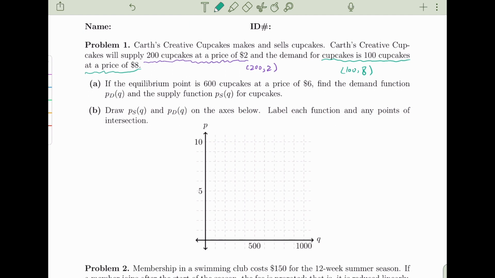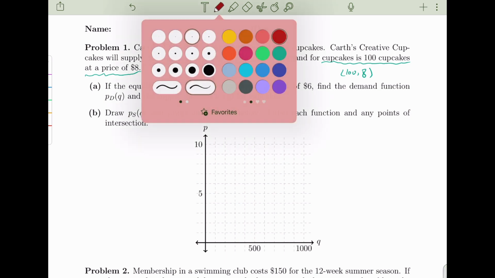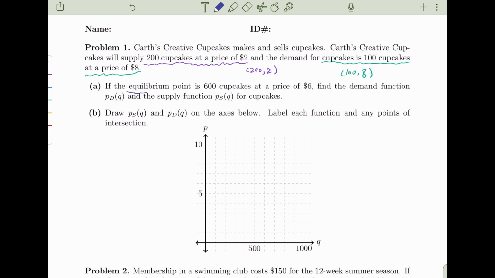So now let's take a look at question A. If the equilibrium point is 600 cupcakes at the price of $6. So this is a very important information that we have to notice here.